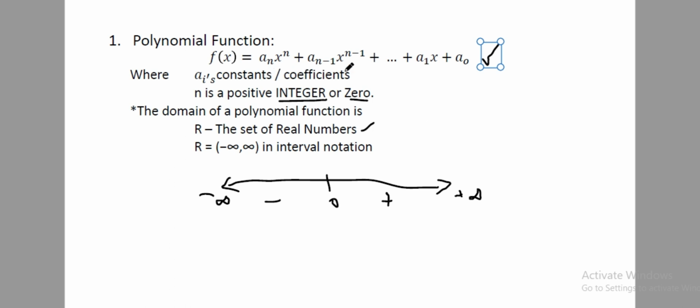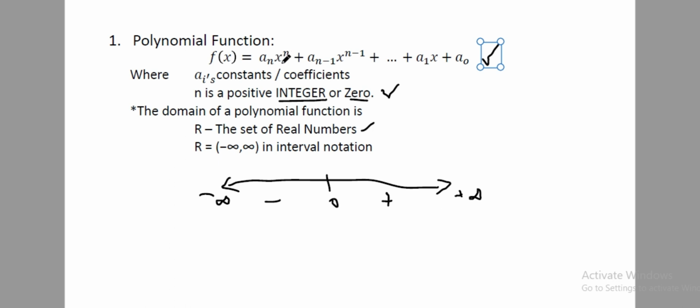Now in this case, all you have to do is first check whether the given function is polynomial in form, because if it is a polynomial function, then automatically the domain is the set of real numbers. So you only need to check the exponent of your x: it must be an integer or 0, and of course your x is not in fraction form.